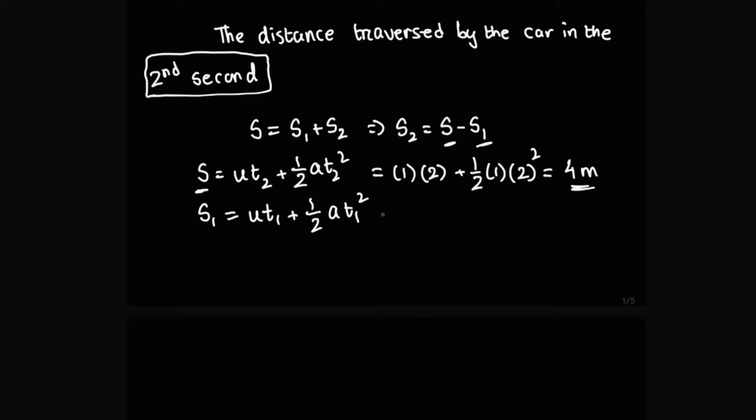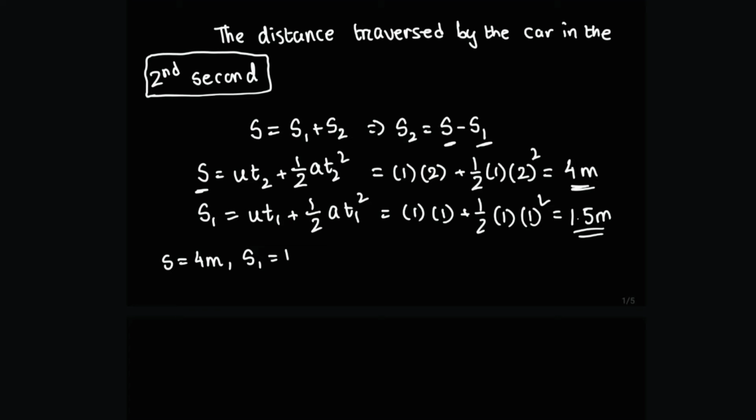And the same goes for s1. We get that u is 1, t1 is 1, half times a is 1, and t1 is 1. And if you square it off, you get the squared over here. Plug in the values in a calculator and we get 1.5 meters. So we have that s is equal to 4 meters and s1 is 1.5 meters.